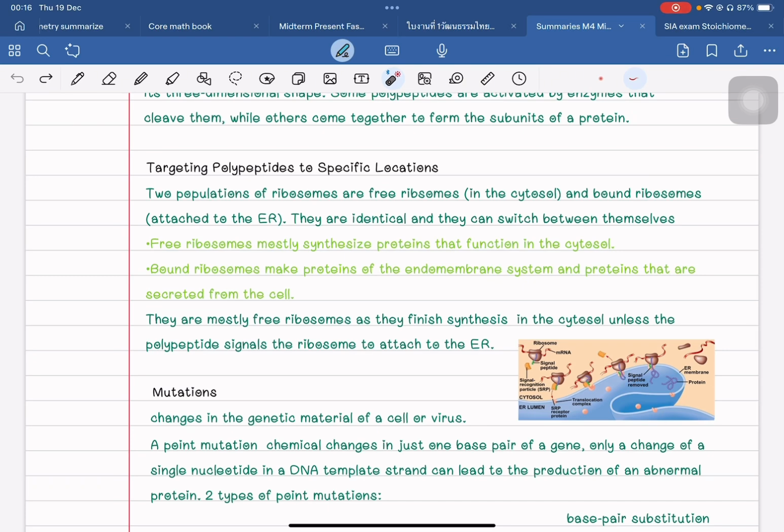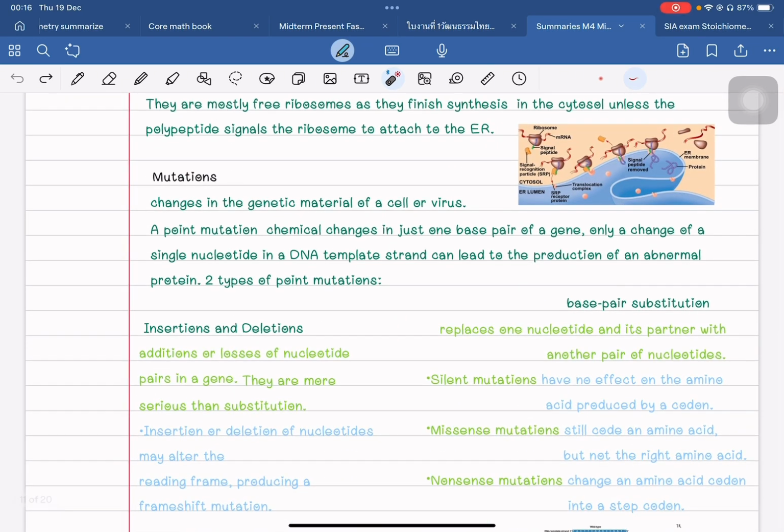They are mostly free ribosomes as they finish synthesis in the cytosol, unless the polypeptide signals the ribosomes to attach to the ER. Next we're going to talk about mutations. A mutation is a change in the genetic material of the cell or virus. A point mutation is a chemical change in just one base pair of a gene. Only a change of a single nucleotide in a DNA template strand can lead to the production of an abnormal protein. There are two types of point mutations.